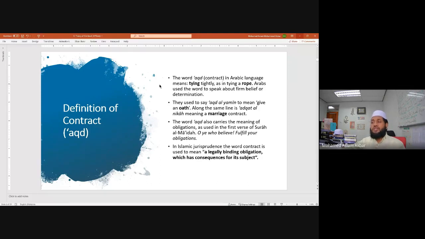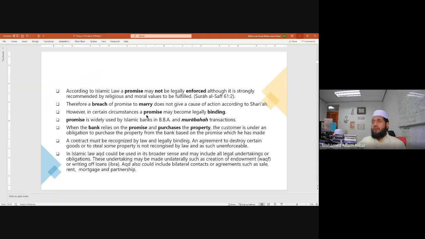This is what we call consequences for its subject. According to Islamic law, a promise may not be legally enforced, although it is strongly recommended by religious and moral values to be fulfilled. All right. You need to also understand: a promise is a promise, a binding contract is a contract. Therefore, a breach of a promise to marry does not give a cause of action according to Sharia.